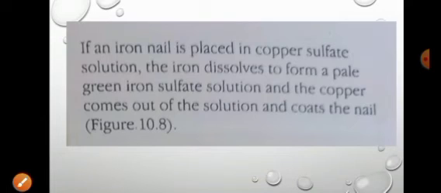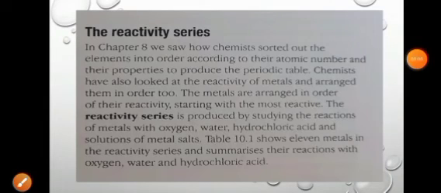If a nail is placed in copper sulfate solution, the iron dissolves to form a pale green iron sulfate solution, and the copper comes out of the solution and coats the nail. The reactivity series. In chapter 8, we saw how chemists sorted the elements into order according to their atomic number and their properties to produce the periodic table. Chemists have also looked at the reactivity of metals and arranged them in order too. The metals are arranged in order of their reactivity, starting with the most reactive.